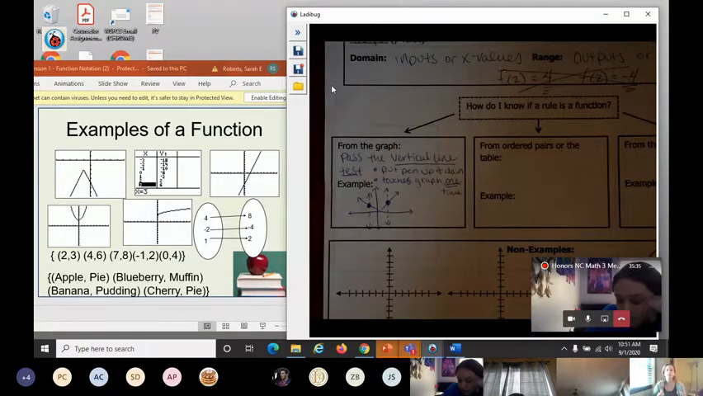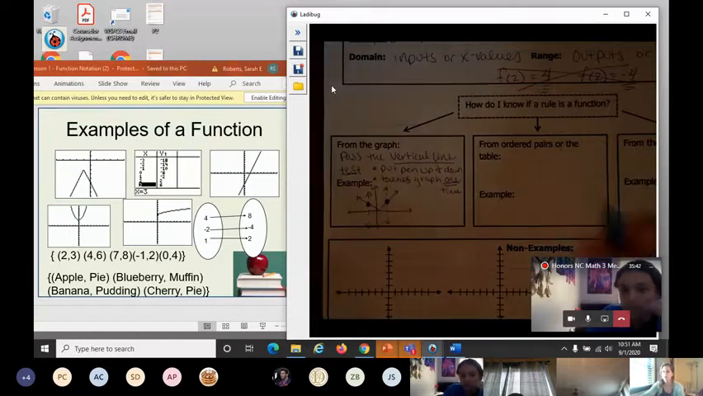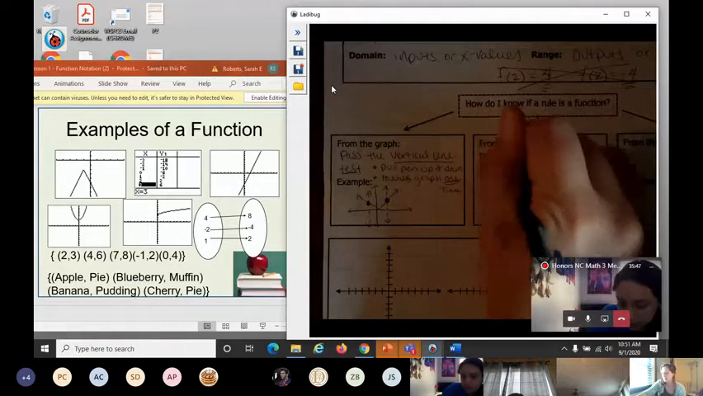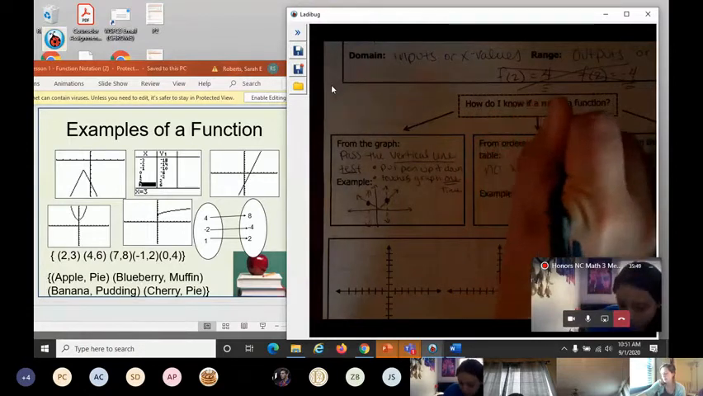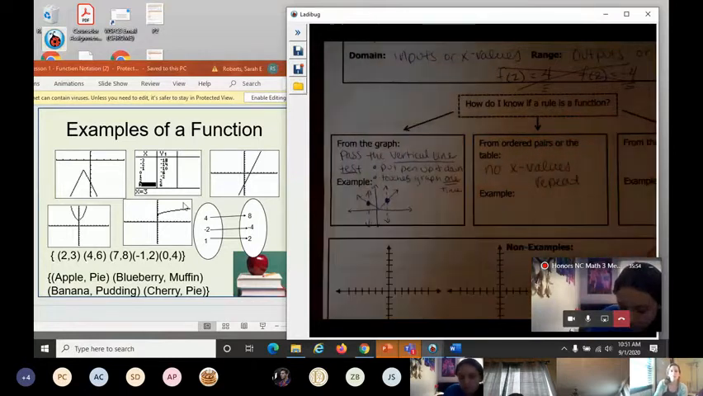All right. The next one is ordered pairs or tables. And all you look for in this example is that no X values repeat. Okay, so if we go over to our PowerPoint and look over here, we have a bunch of ordered pairs here. And all we would do is look at each of the X values, 2, 4, 7, -1, 0. All of those are totally different, so that's a function.